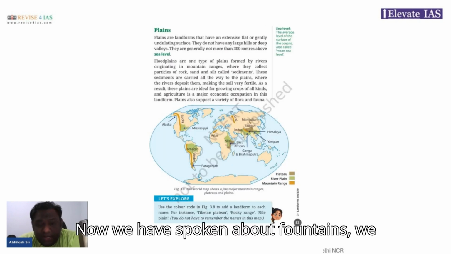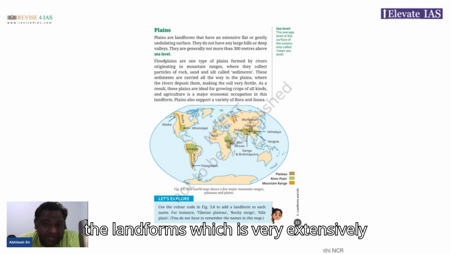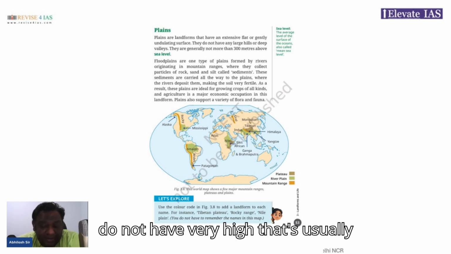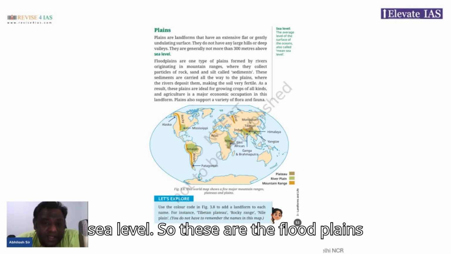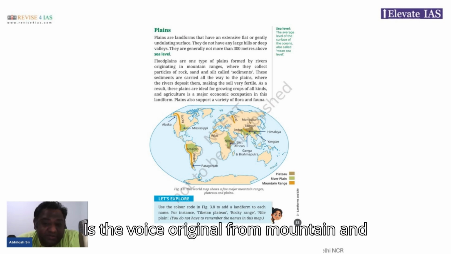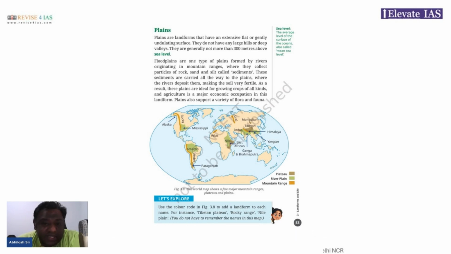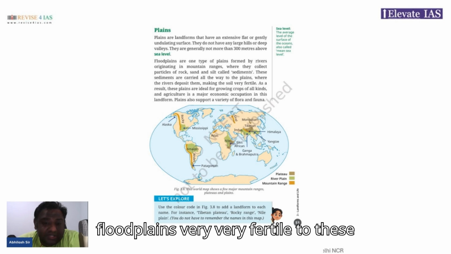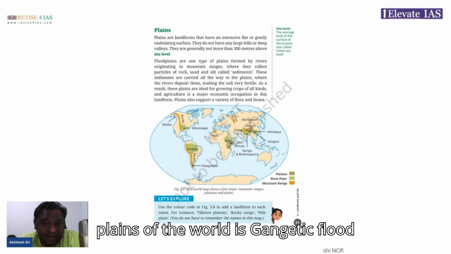Now we have spoken about mountains and plateaus. Now the third landform is plains. These landforms are extensively flat and undulating surfaces, and they do not have much height. They are usually flat and around 300 meters above sea level. These are the floodplains, formed by rivers that originate from mountains. Because of the high sediment carried by these rivers, sediments get deposited, making these floodplains very, very fertile.